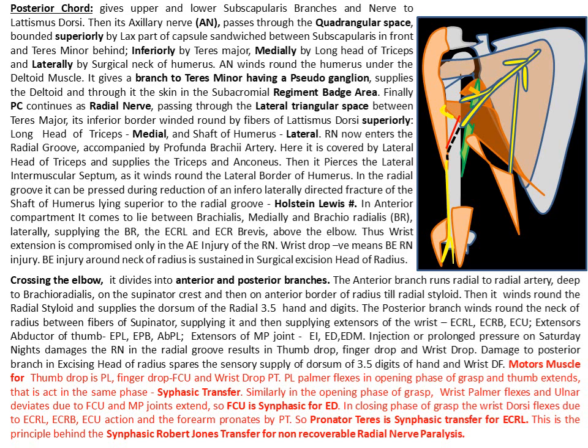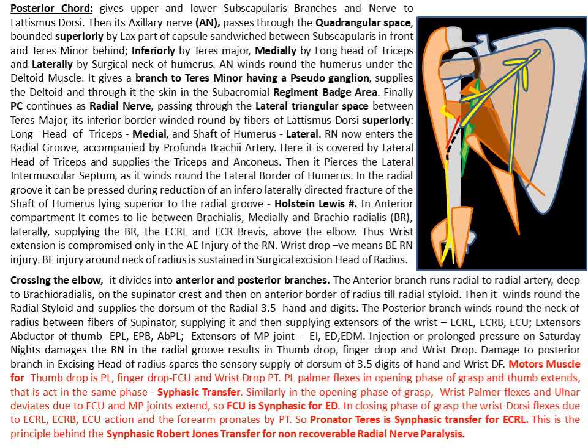Finally, the posterior cord continues as the radial nerve, passing through the lateral triangular space, bounded inferiorly by the winding fibers of the latissimus dorsi. Superiorly is the teres major. Then medially you have the long head of triceps and you have the shaft of humerus lateral to it.